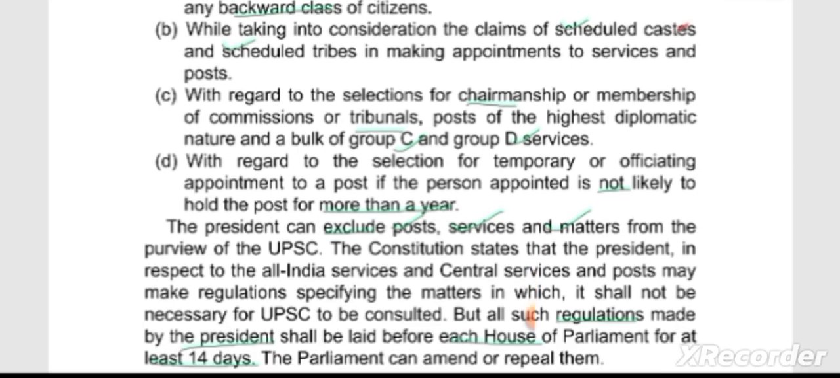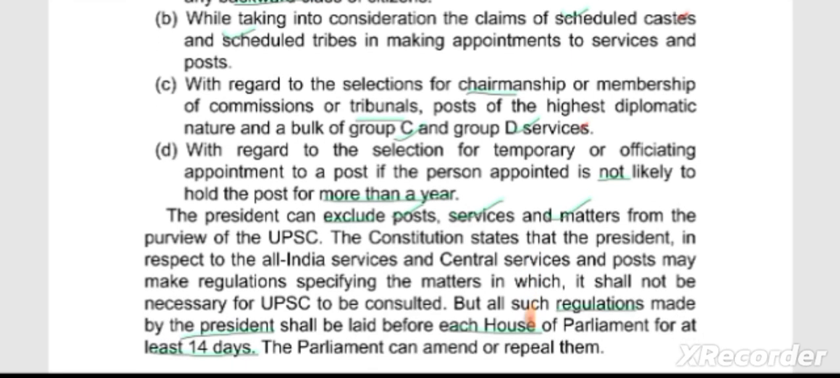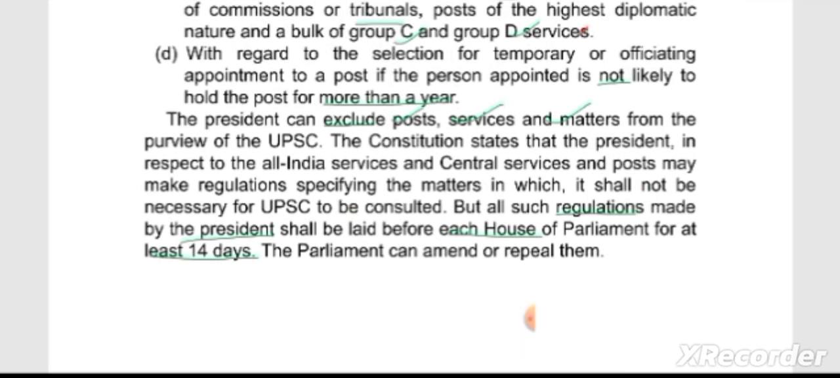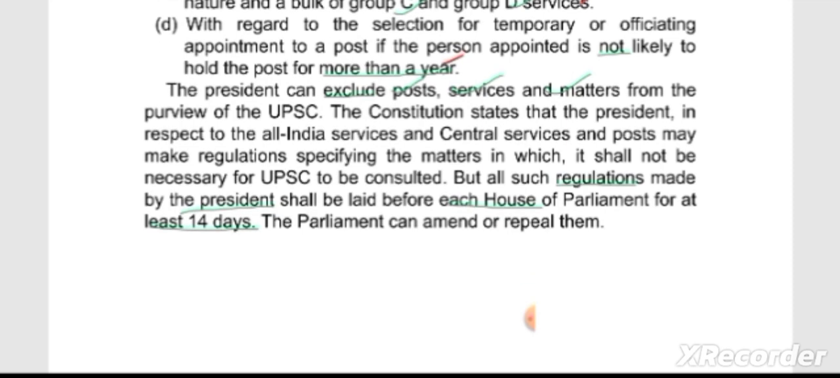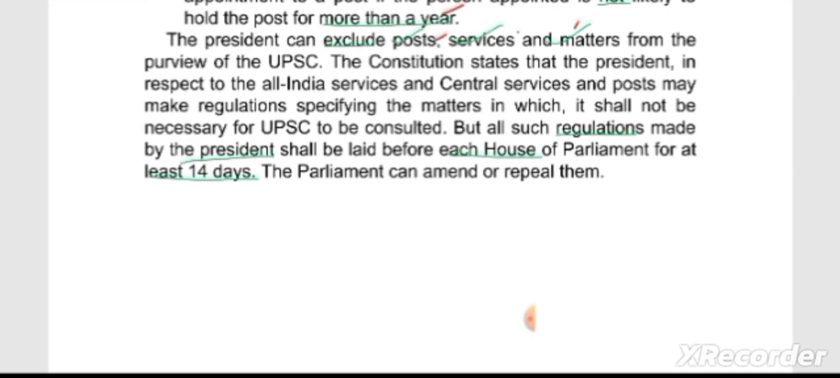Then there is group C and D services, which are not taken. I have already said that B and A are the only services that they will take, the upper classes. Not likely more than a year. When some employee has not been employed more than a year, that will also be included. Plus there are some posts, the president can include some posts whenever it's needed, services matters. These are there. So all the regulations by the president are laid before each house for at least 14 days.